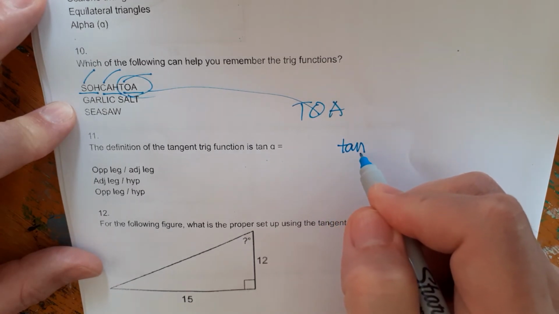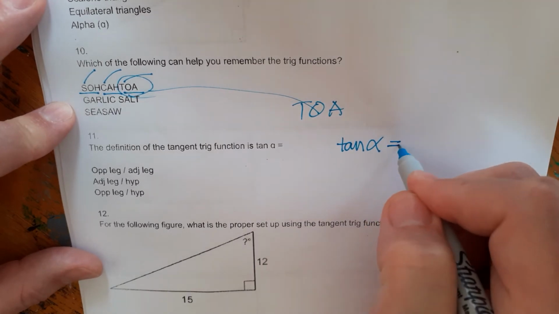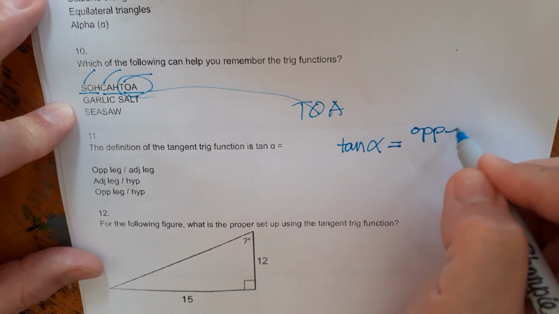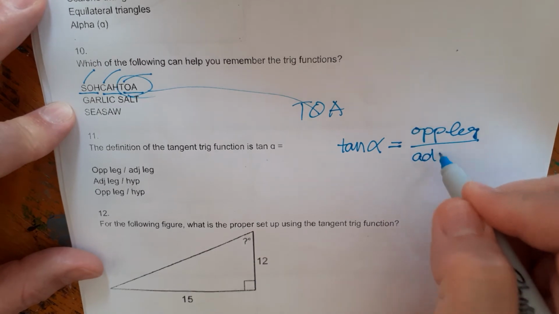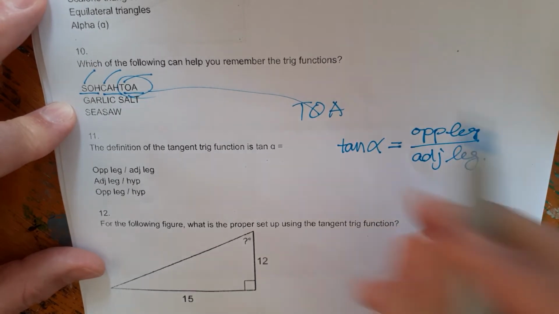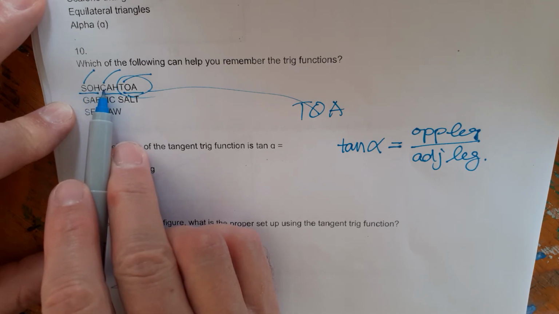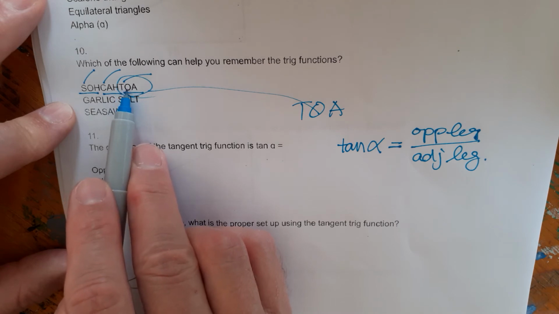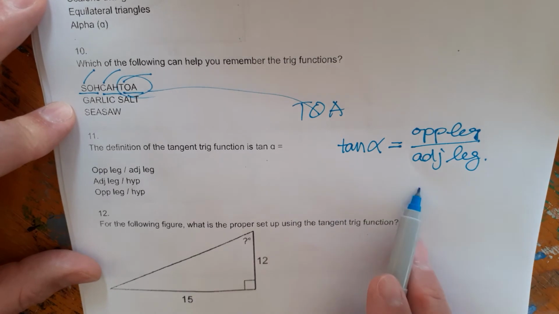Tangent, I'm going to abbreviate it tan. Tan of an angle alpha, that's the format for the definition, equals O, op leg, over A, adj leg. So with this SOHCAHTOA, you can remember sine is op leg over hypotenuse, cosine is adj leg over hypotenuse, and TOA, tangent, is op leg over adj leg.